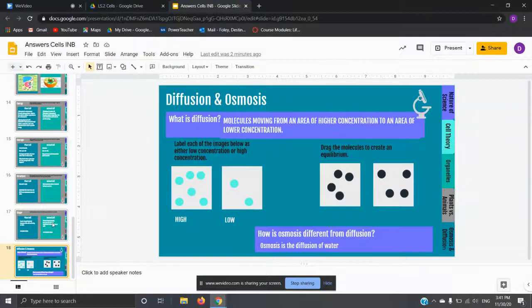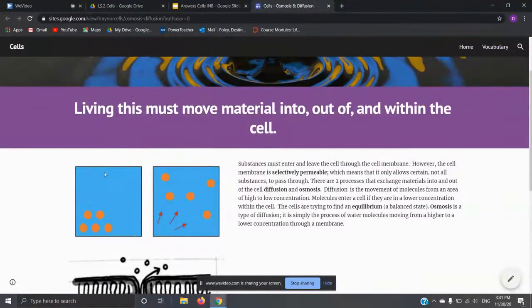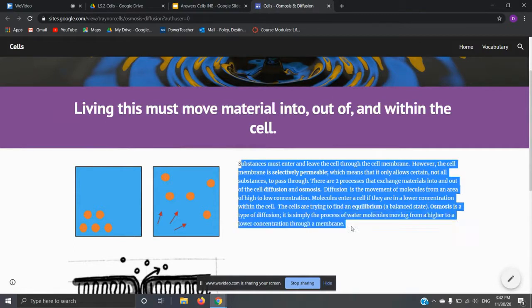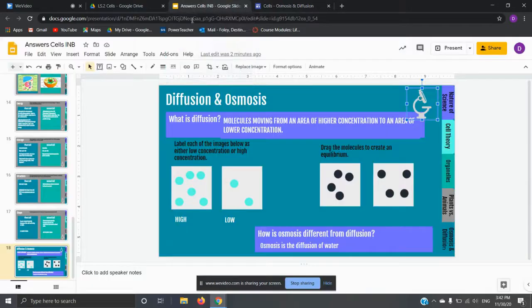Last slide for this notebook is diffusion and osmosis. If you click on the microscope, there are some pictures to help describe it, and then here's a text that you need to read, and then there is a video here, and there's another video here. So diffusion and osmosis. That's how you pronounce these words. Diffusion and osmosis. So what is diffusion?